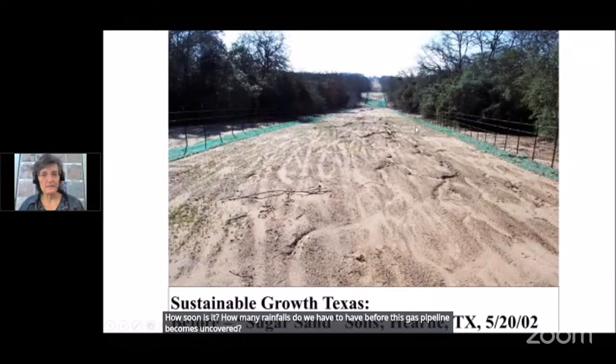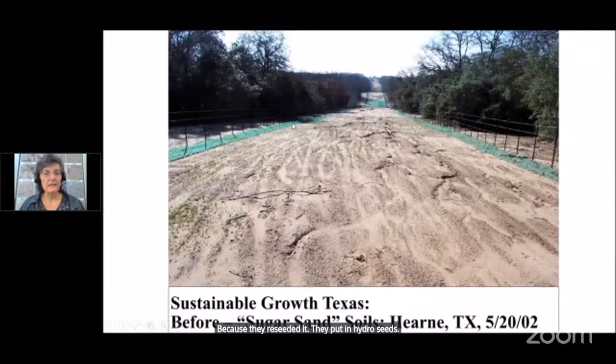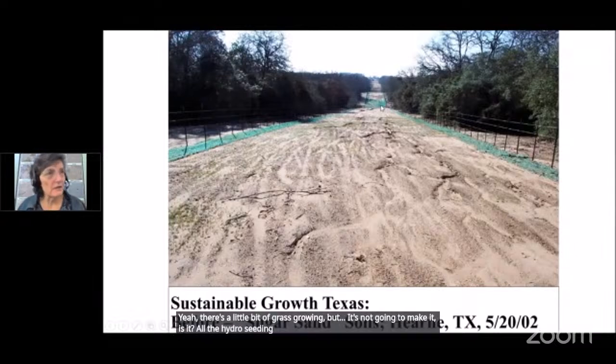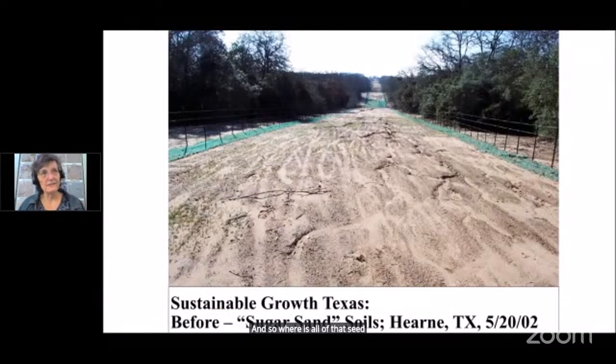Because they reseeded it, they put in hydroseeding, and there was a time not too long ago before this picture where this was all nice and green all the way along. It looked like this area here. But look what's happened with the wind and with the rain. The only place that's being retained is just in the fence line. Yeah, there's a little bit of grass growing, but it's not going to make it, is it? All the hydroseeding has landed down there in the creek bed. And so where is all of that seed and all of this dyed woody material going to end up? Not here, not doing its job.